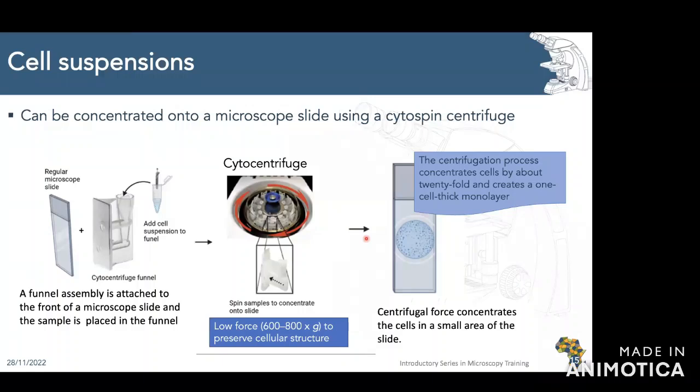So it's important not to put too many cells on, because then you're not going to have a one cell thick layer. So something like 20,000 to upwards of 100,000 cells per mil is usually a sweet spot for cytocentrifugation. And then these can just go on and be fixed like you would normally do for your adherent cells.